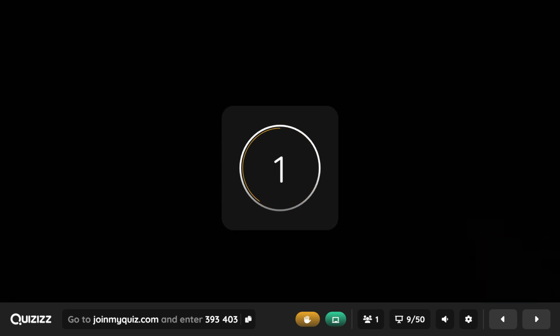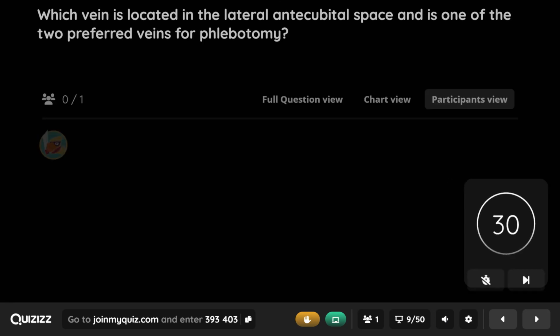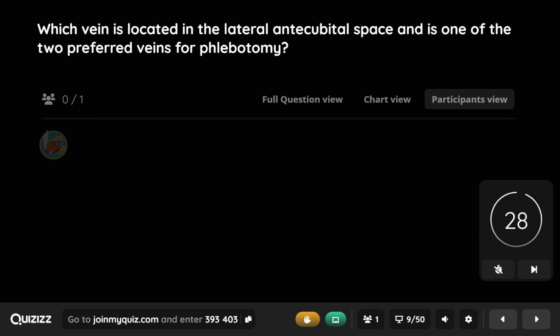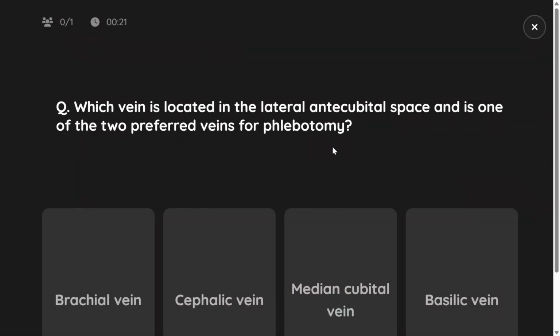Next question. Which vein is located in the lateral antecubital space and is one of the two preferred veins for phlebotomy? Is this the brachial vein, the cephalic vein, the median cubital vein, or the basilic vein? Again, when we're looking at questions for the exam, we have to pay attention to the wording. They're asking which vein is located in the lateral antecubital space and is one of the two preferred veins for phlebotomy. Lateral.